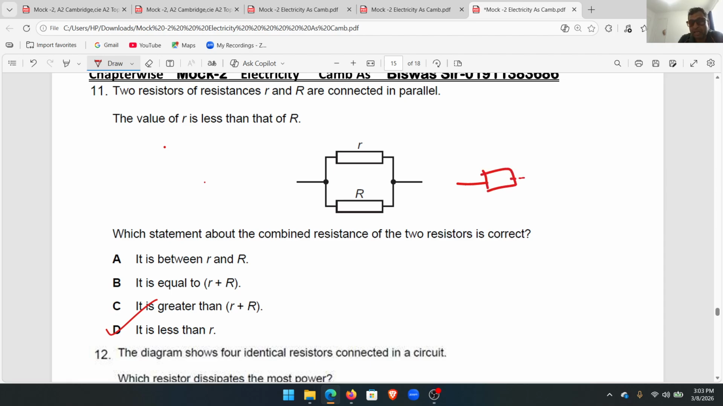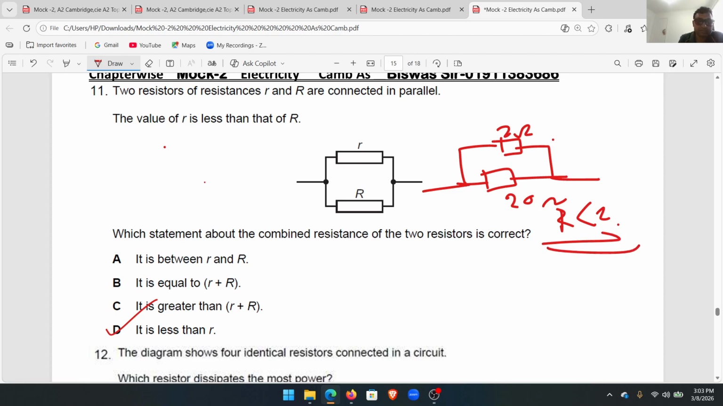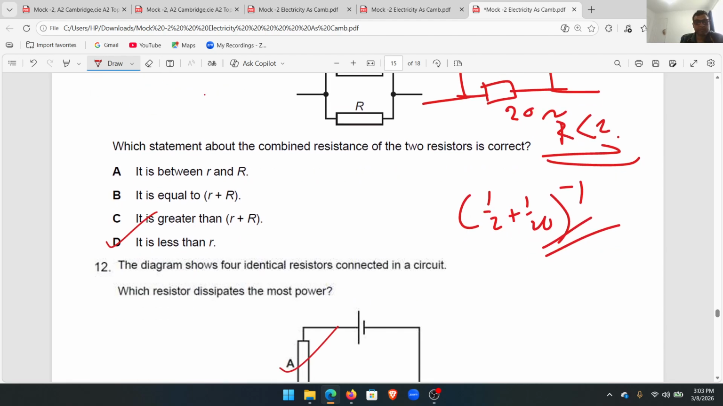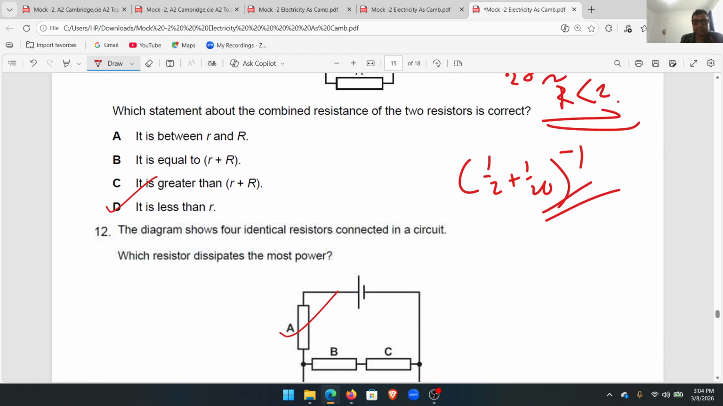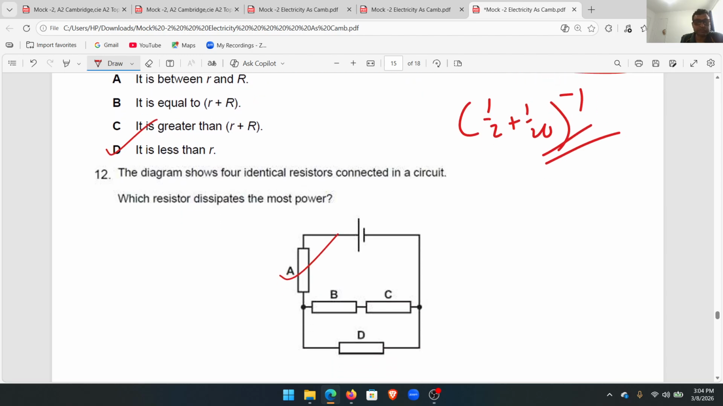Didn't understand? Let me say again, look, if it is 20 ohm, if you connect a 2 ohm resistor in parallel, total value must be less than 2. No way. Total value must be less than 2. You may check. 1 by 2 plus 1 by 20, power minus 1. Check. It must be less than 2.